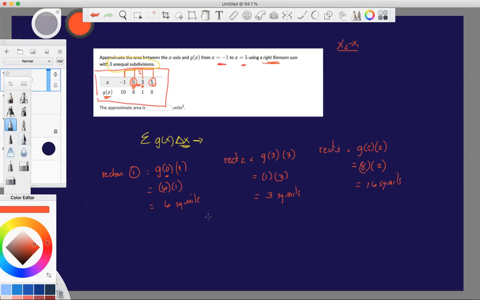So guys, that's 6 plus 3 plus 16. What would that give us? 25. Very good. So that will just give us an answer of 25 square units. Questions, clarifications? That's already example number 3 so far.